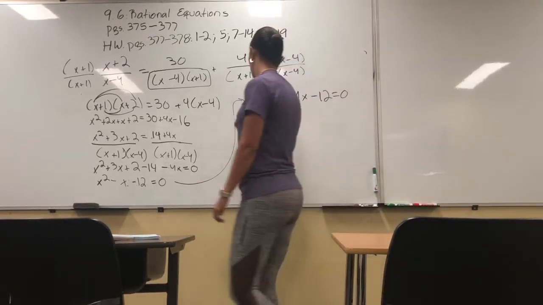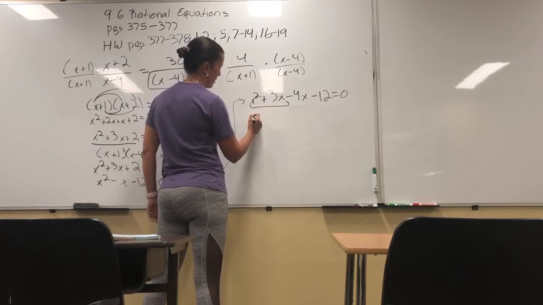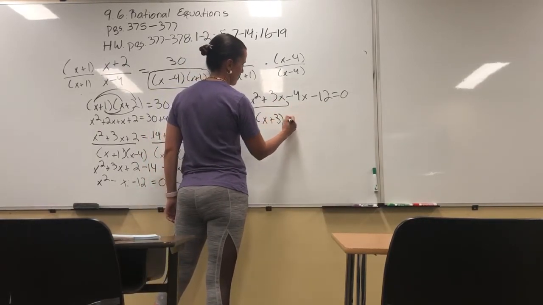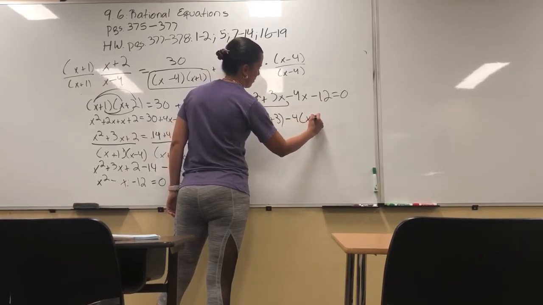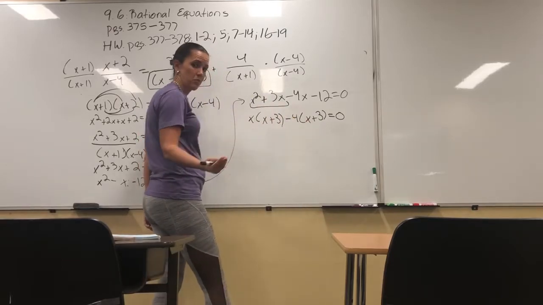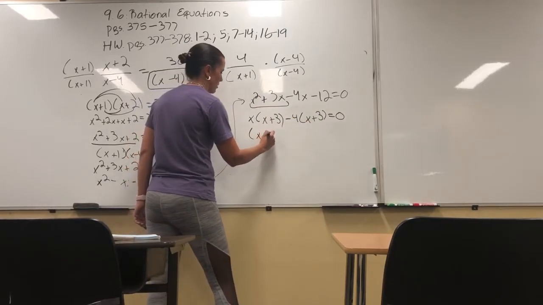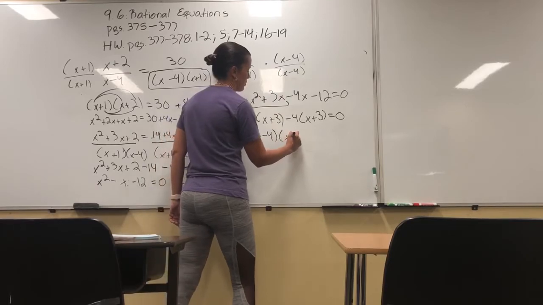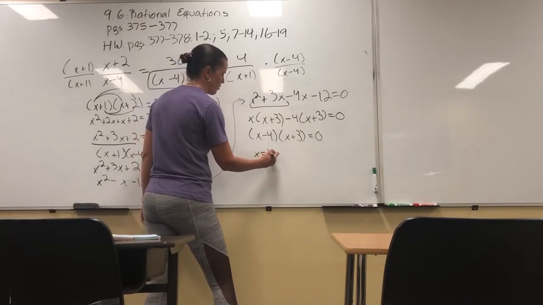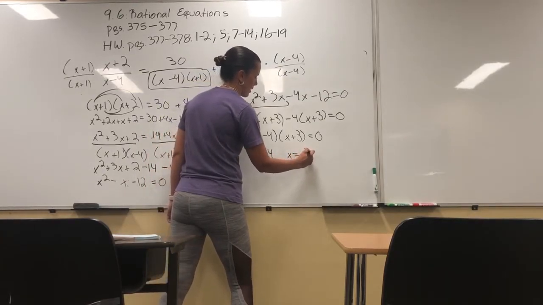Now we're going to factor. What can we take out of these guys? X. So we end up with x plus 3. What can we take out of these guys? Negative 4. We end up with x plus 3. Again, parentheses are the same, which means the trick worked. So we do x minus 4, x plus 3 equals 0. So what are our two values? X equals 4 or x equals negative 3.